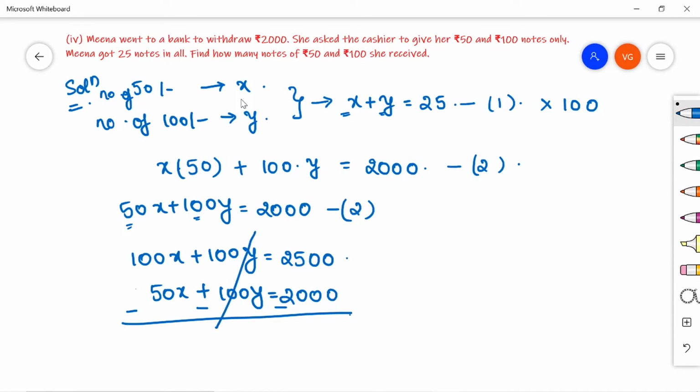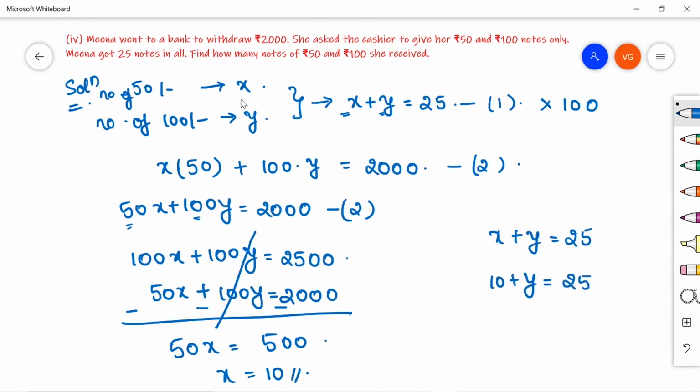So 100 minus 50, here it will be 50x is equal to 500 we'll get. So x is equal to 10, right? So once you get x value as 10, x plus y is equal to 25 in the first equation, I will get 10 plus y is equal to 25, means y is equal to 25 minus 10, 15 I will get, right? So number of 50 rupees notes, x is equal to 10 notes, and number of 100 rupees notes, y is equal to 15 notes. That you write and put a box around.